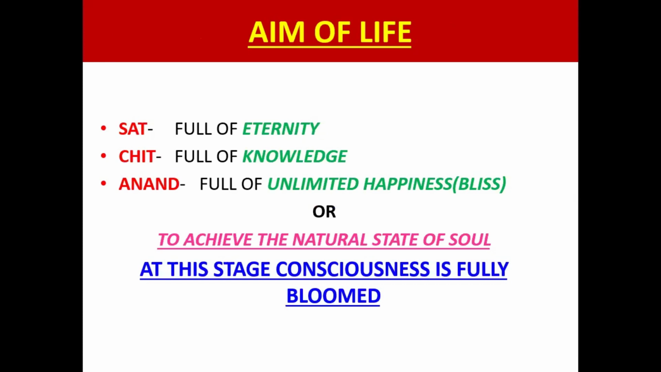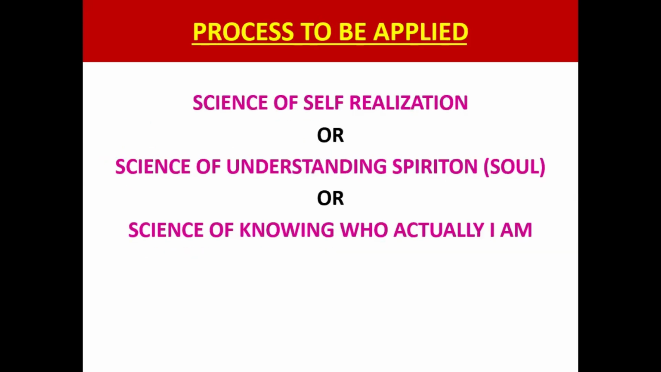So what is the aim of life? Vedanta says that because of the spiriton the life has come, which means that life should have a certain aim. That aim is Sat, Chit, and Ananda. That means the spirit should strive for full eternity, full knowledge, and unlimited happiness, that is, bliss. So the aim of life is to achieve the natural state of the soul. At this stage, consciousness is fully bloomed. Once our spiriton attains its natural state, having Sat, Chit, and Ananda, our consciousness is fully bloomed.